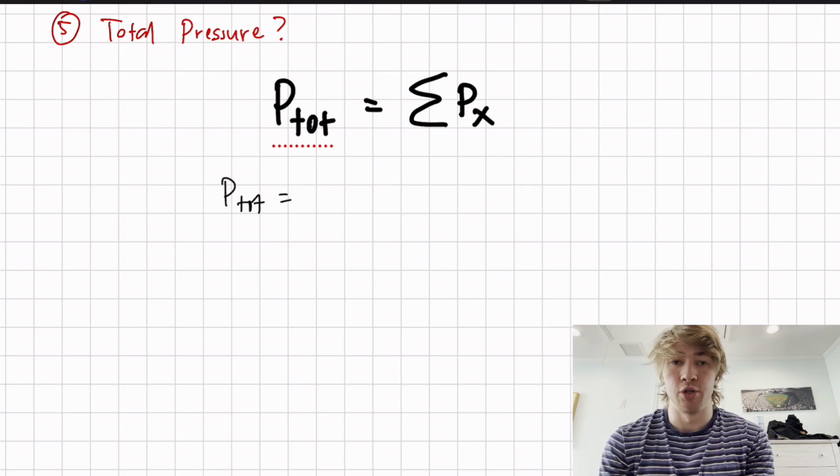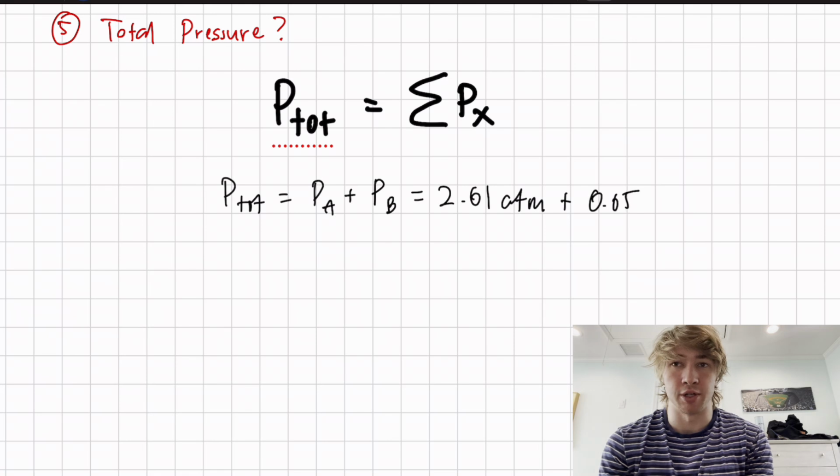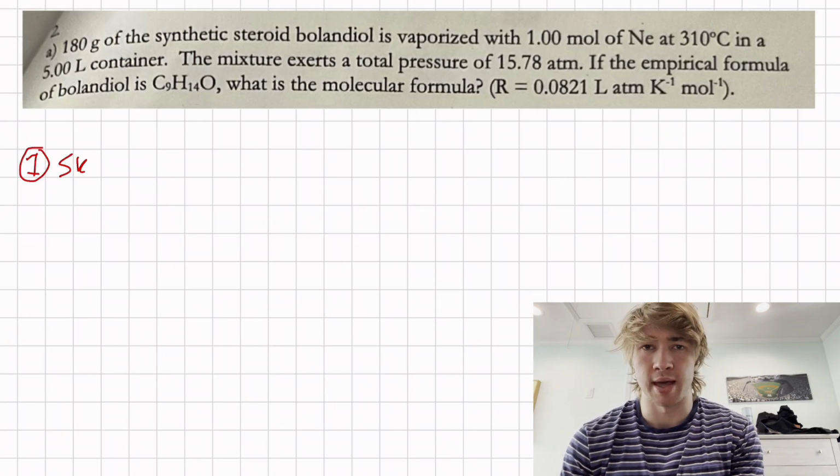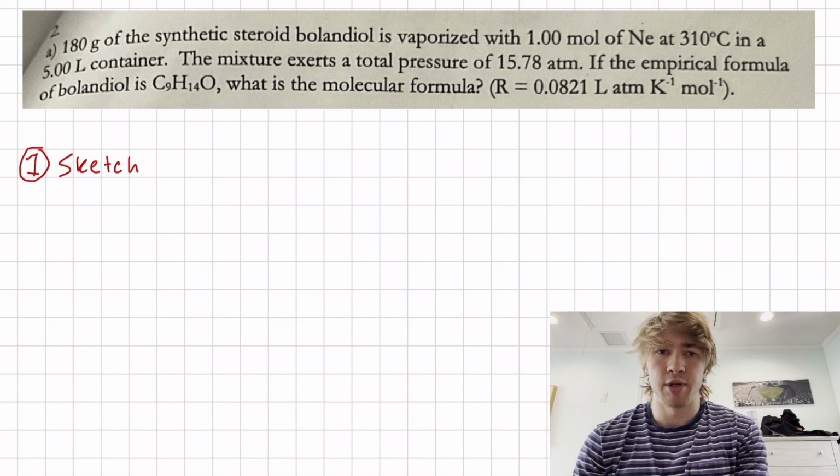So we'll just add up our two partial pressures for gases A and B for a calculated final total pressure of 3.26 atmospheres. Let's look at another example. Again, feel free to pause, read the question. And again, we're gonna start with a quick sketch.